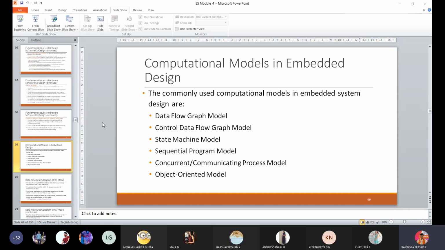For a few applications, a data flow graph model is required. For a few applications, a control data flow is required. For a few applications, a state machine diagram is required. A sequential programming model is required. A concurrent communication process model is required. An object oriented model is required.